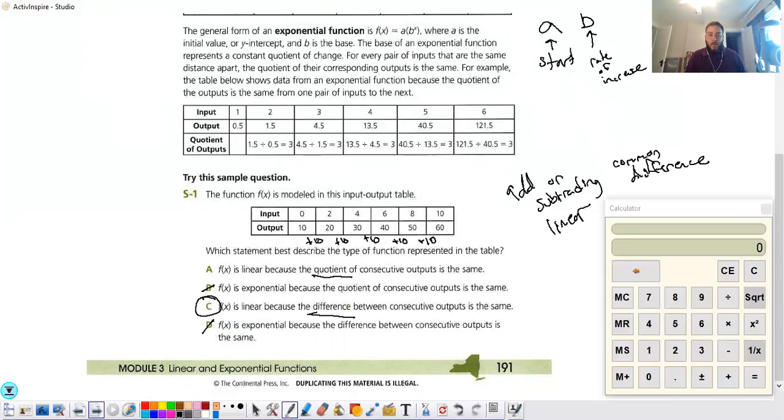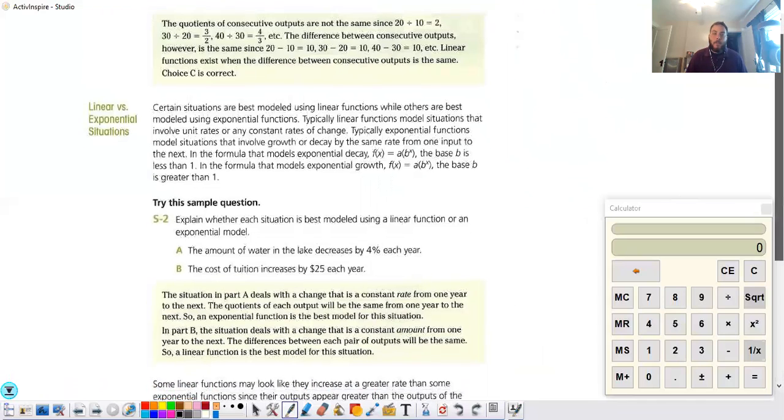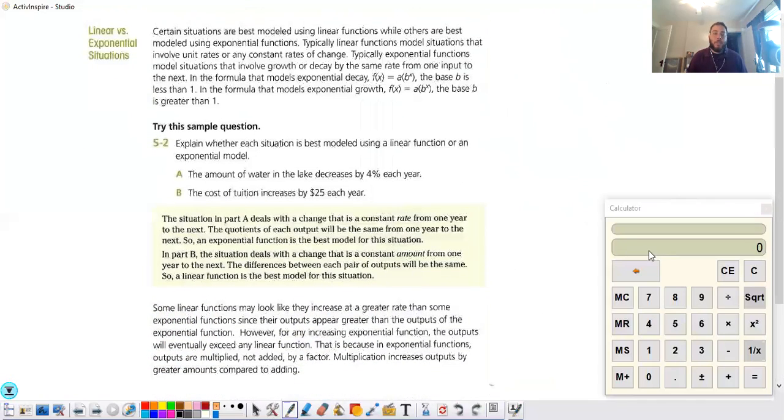All right, going on to the next page here, let's take a look. It says linear versus exponential situations. So certain situations are best modeled using linear functions, while others are best modeled using exponential functions. Typical linear functions model situations that involve unit rates or a constant rate of change, while typical exponential functions model situations that involve growth or decay by the same rate from one input to the next.